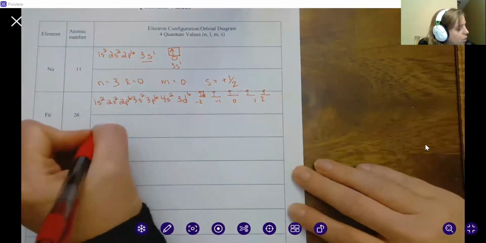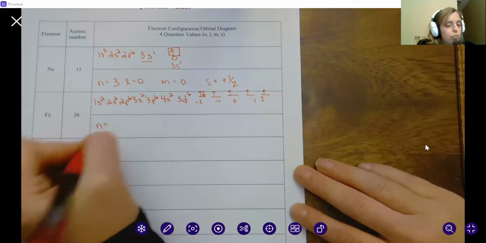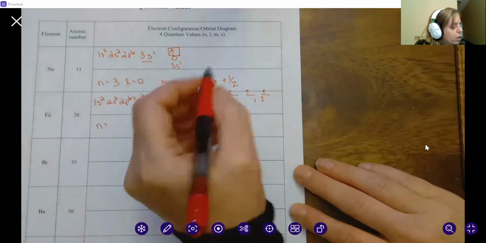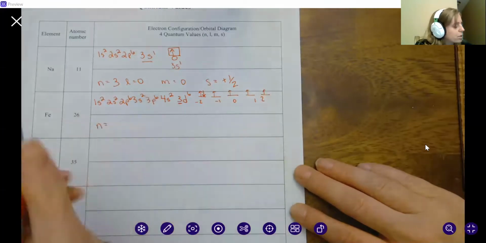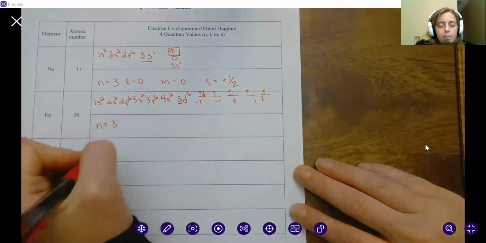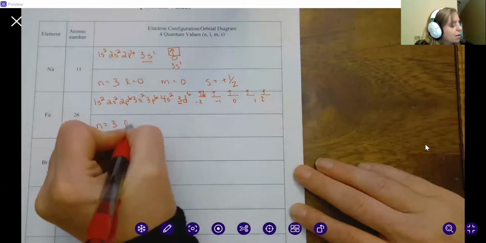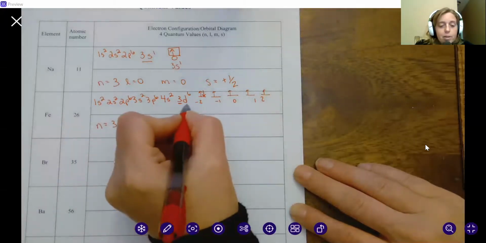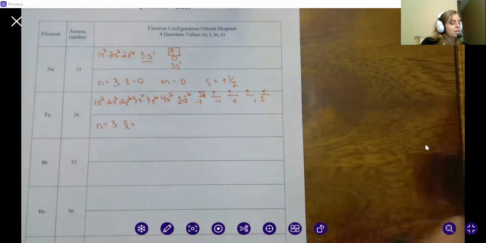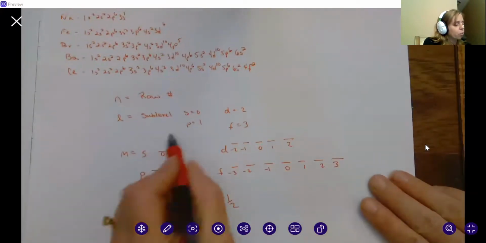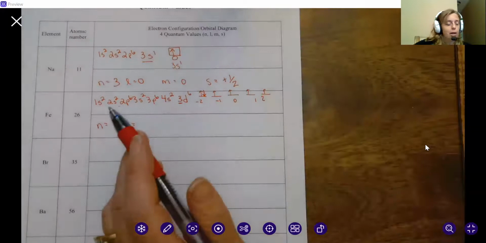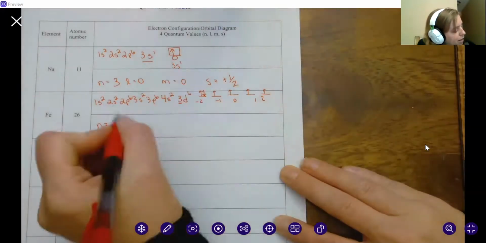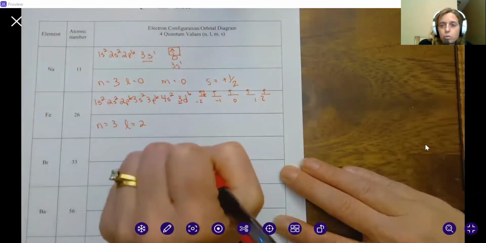So now let's do our quantum values. So N is the row that I stopped on. So what is the number in front of the letter? It's a 3. So I stopped on row 3. L is the letter. What letter did I stop in? D, right? So I go back to my table and I look, what is the value assigned to D for L? It is 2. So I go back and I say L equals 2.